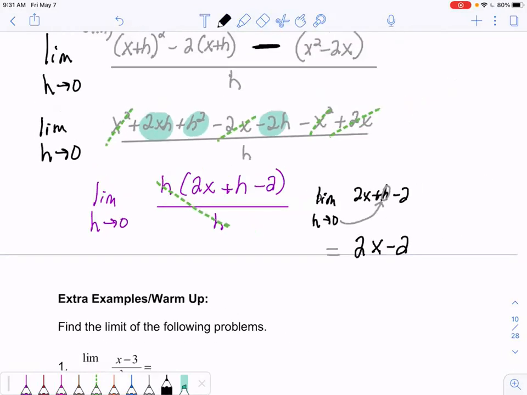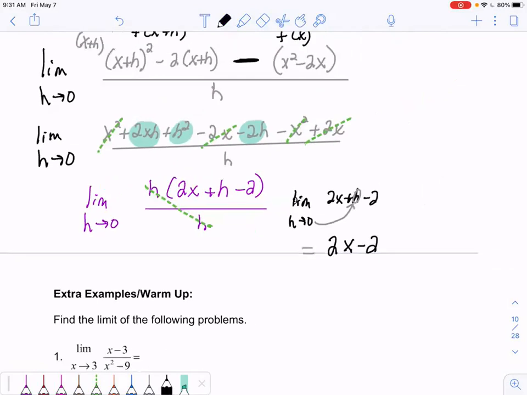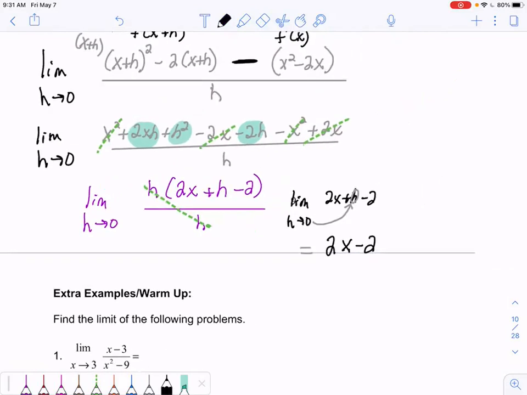So, fun Friday, Jenny. Should we leave it as 2x minus 2? Yep. Well, you know what, you can leave it as 2x minus 2. So I'll just leave it like that. Good question.